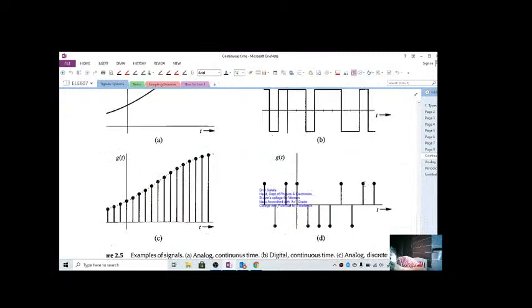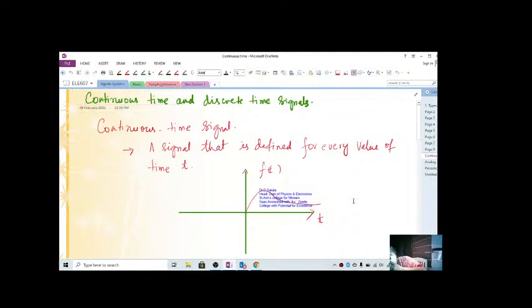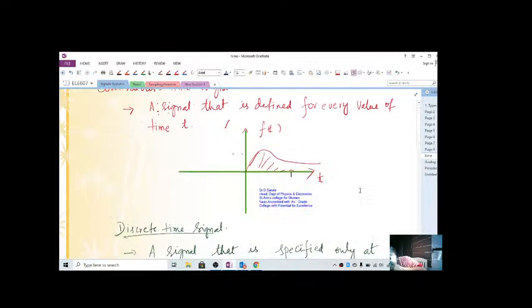Then we talk about continuous. This is a very important classification: continuous time and discrete time signals. A continuous time signal is a signal that is defined for every value of time t. You can divide this interval into infinitesimally small values, slice it like this, and for all these continuous values you have a single value function. So this is how you represent a continuous time signal.